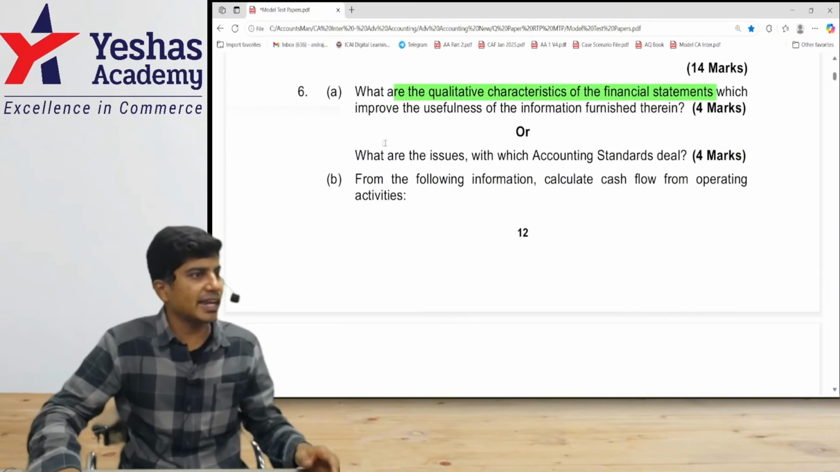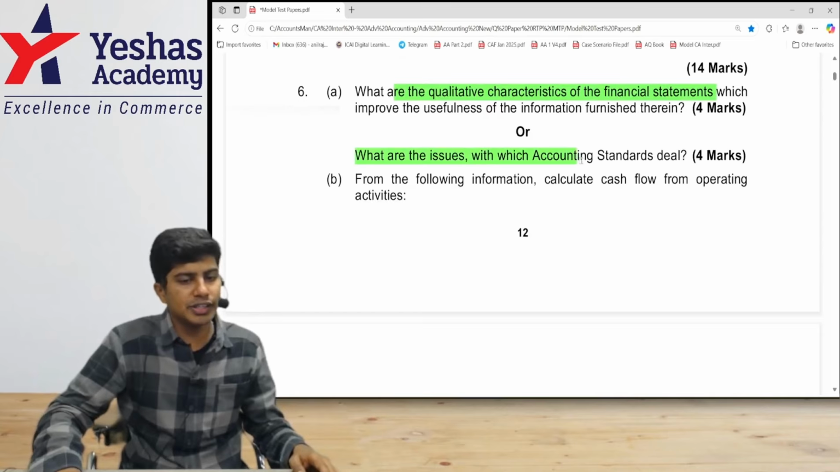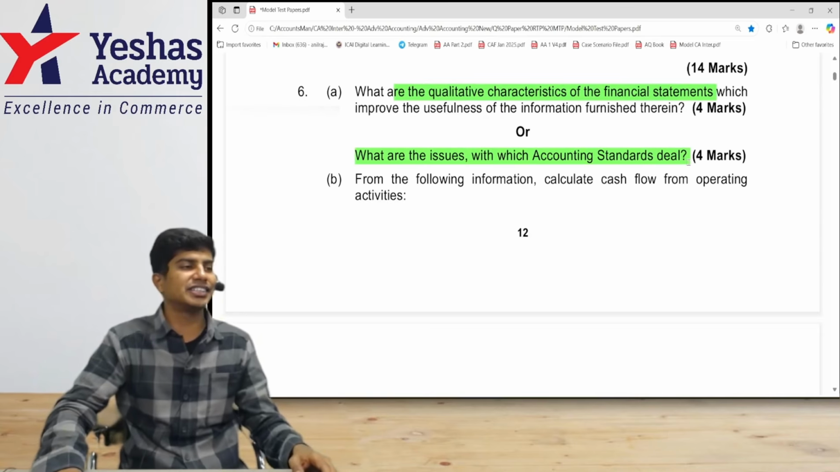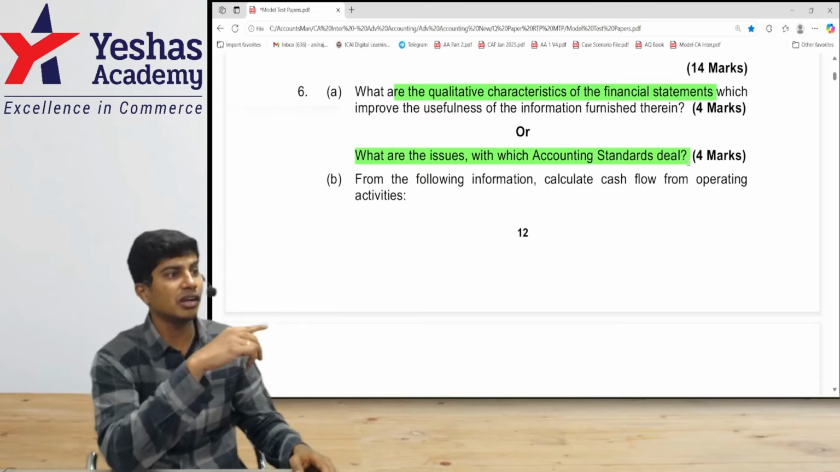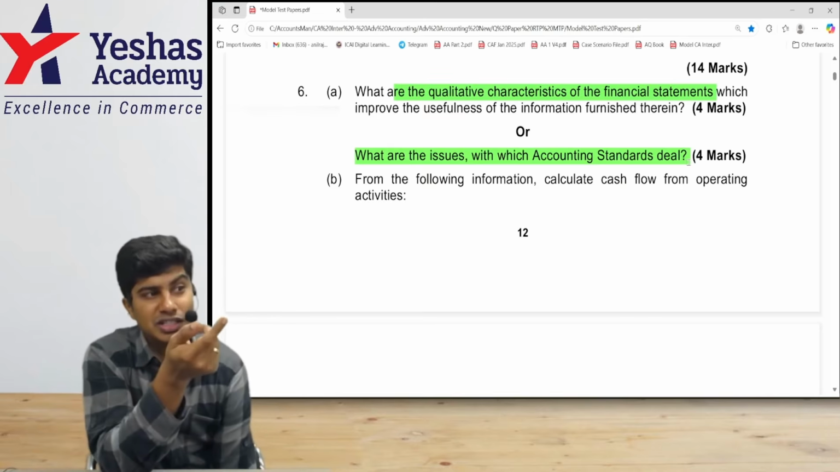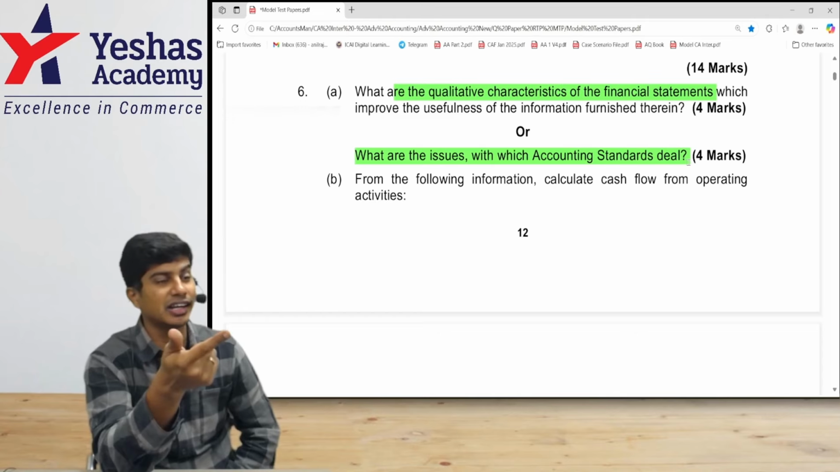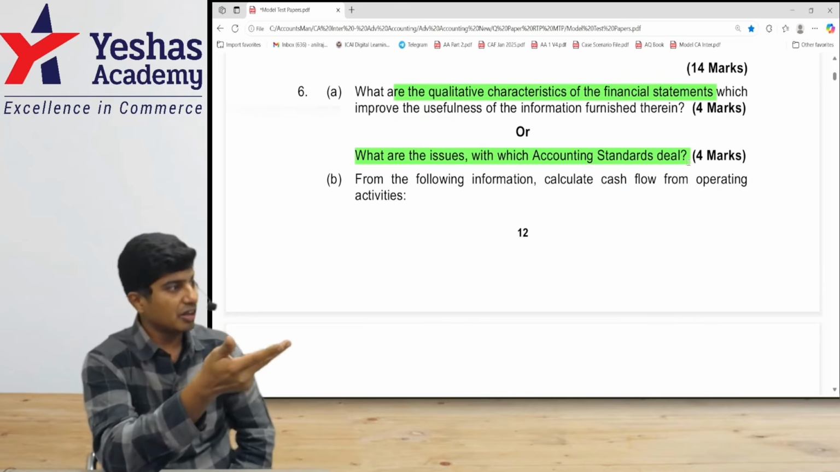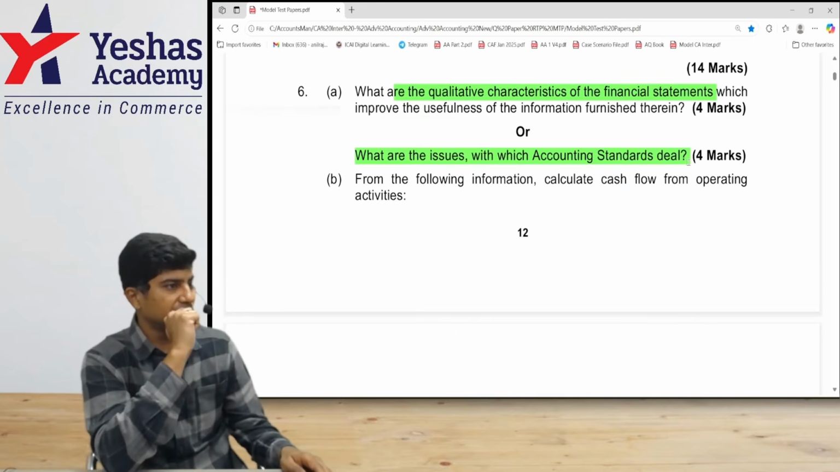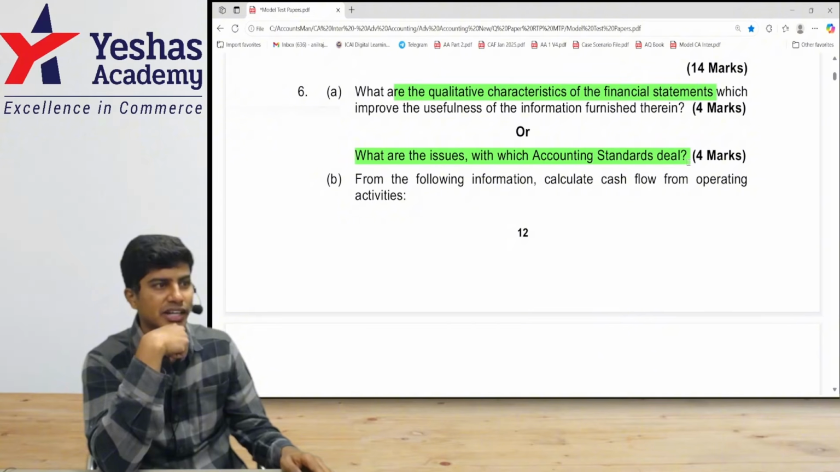Then we have another second choice question, which is: what are the issues with which accounting standards deal? We have it in chapter 1. If you remember, there are three bodies which can issue accounting standards: expert accounting body, other regulatory body, or government. When they issue, what should they cover? It is there in the definition of accounting standards.